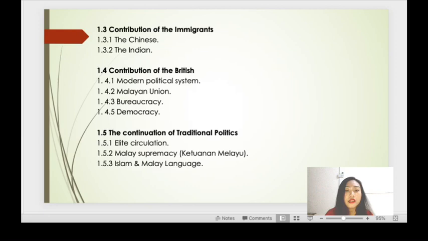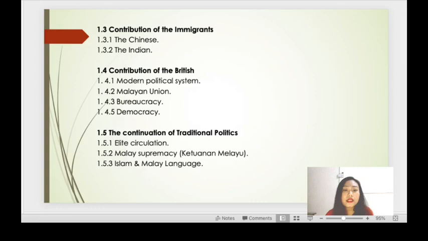Next. Okay, 1.3, we are going to learn about the contribution of the immigrants, in which there are two immigrants that are very important in understanding this subject, the Chinese and the Indian. Next one, 1.4, we are going to learn about the contribution of the British, mainly about the modern political system that was introduced in our country. Second one, about Malayan Union. What is Malayan Union? I bet you all know already because we used to learn this in history, right? And then the third one, bureaucracy. Next one, democracy. Point 1.5, we are going to learn about the continuation of traditional politics. So you will be covering these 5 topics in chapter 1.